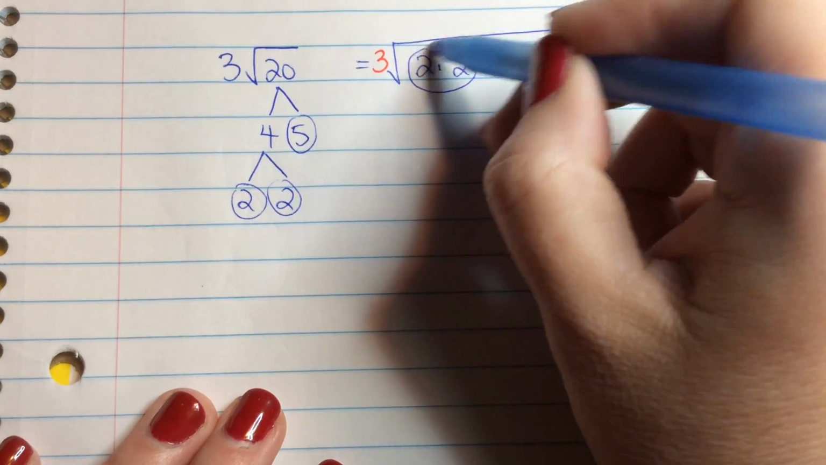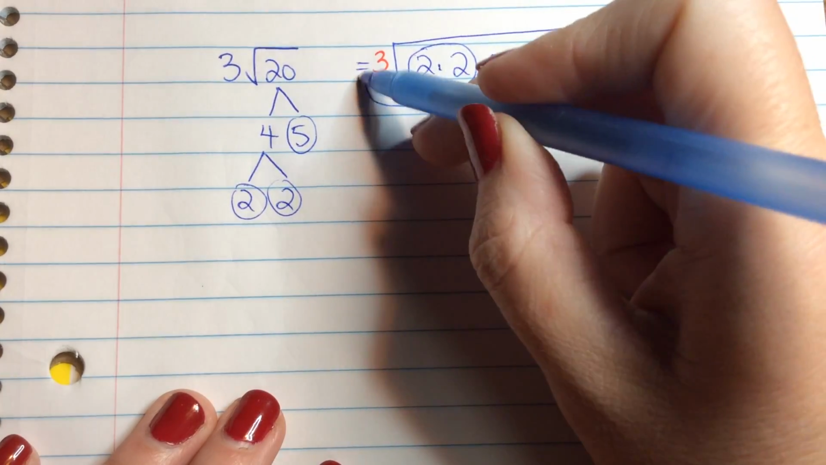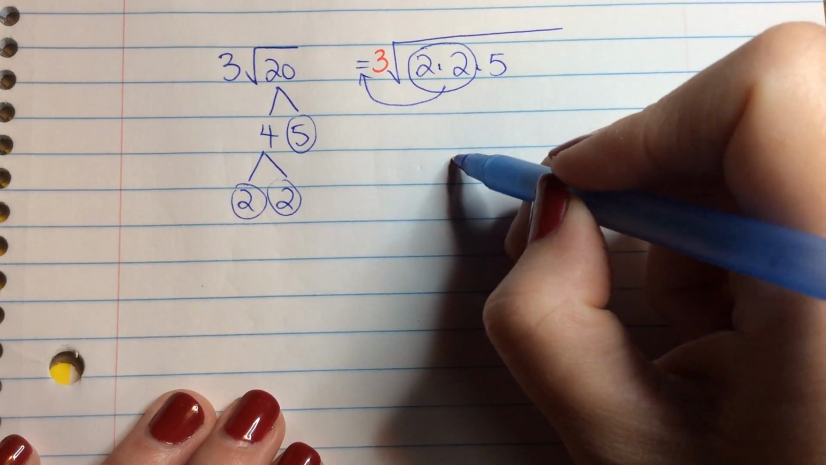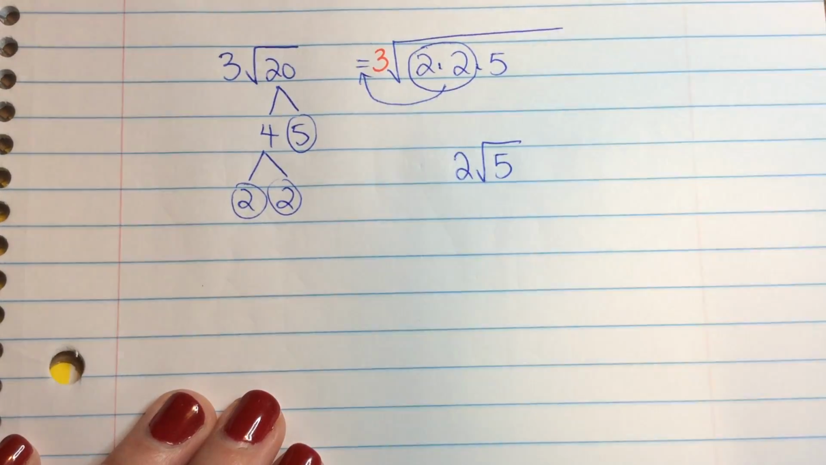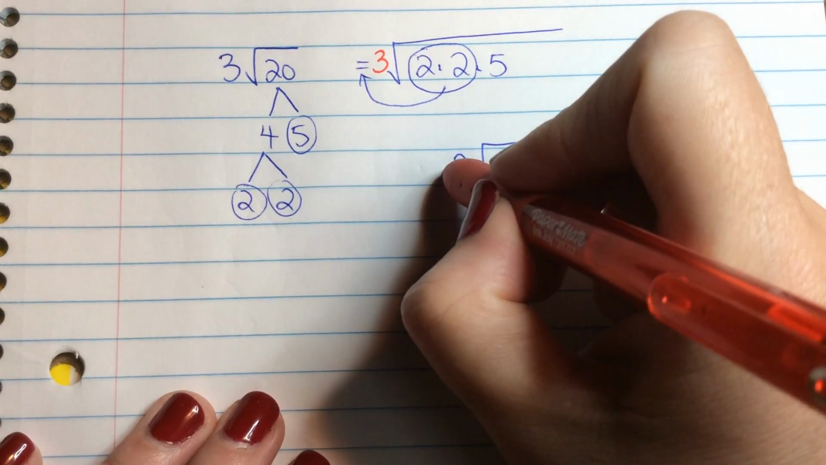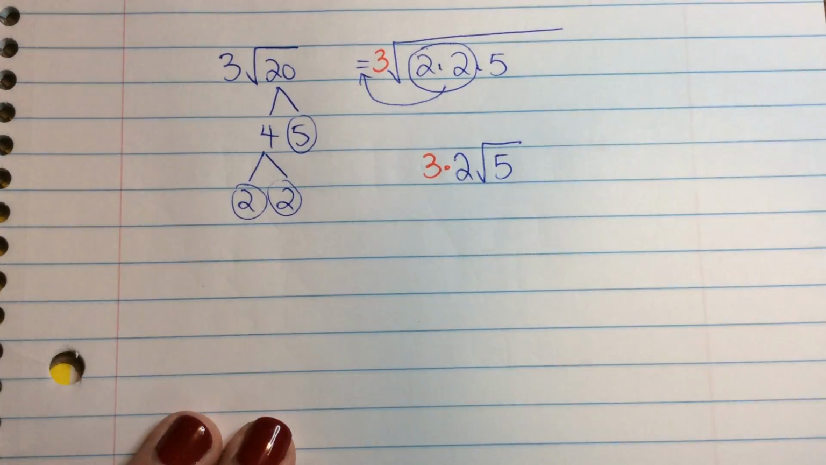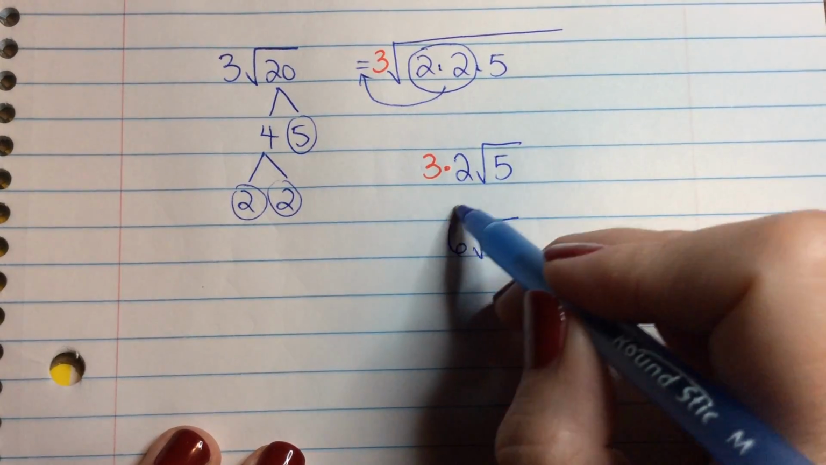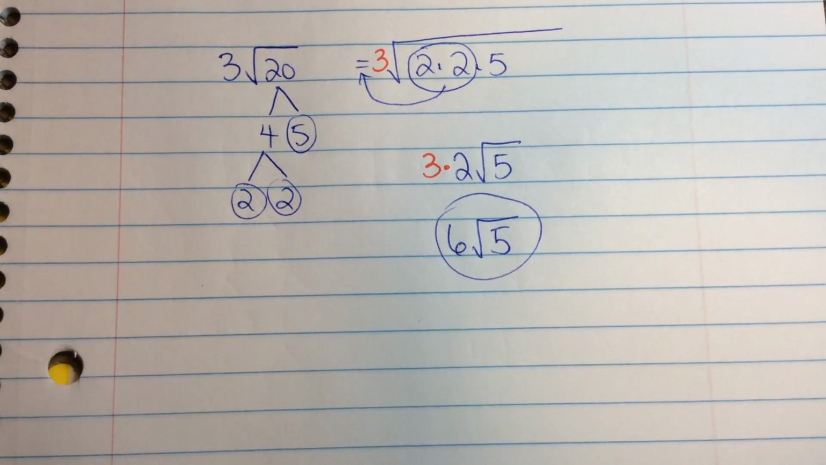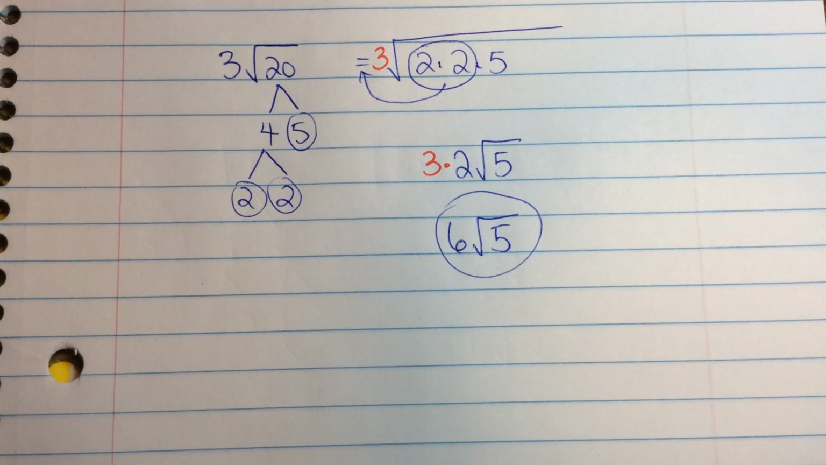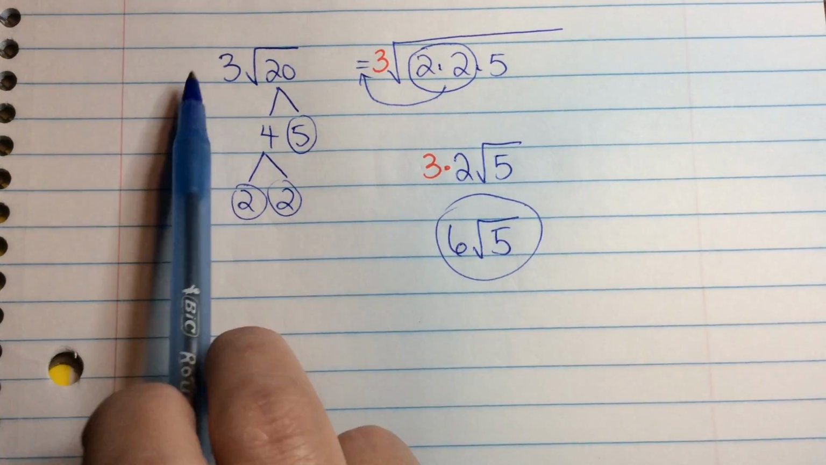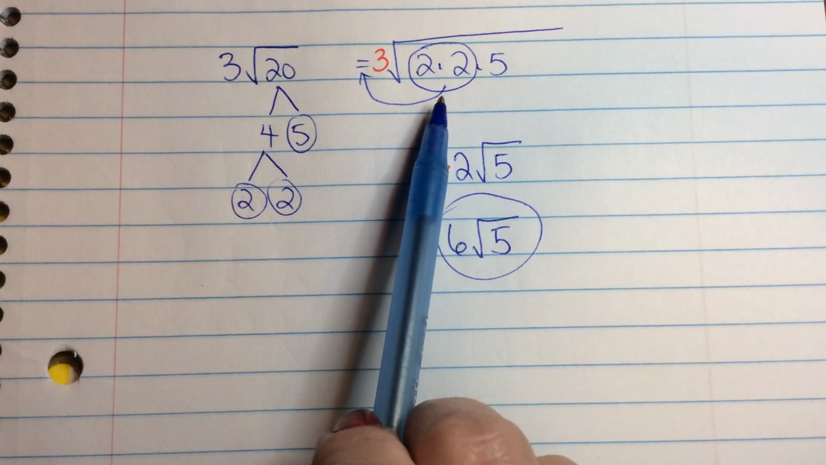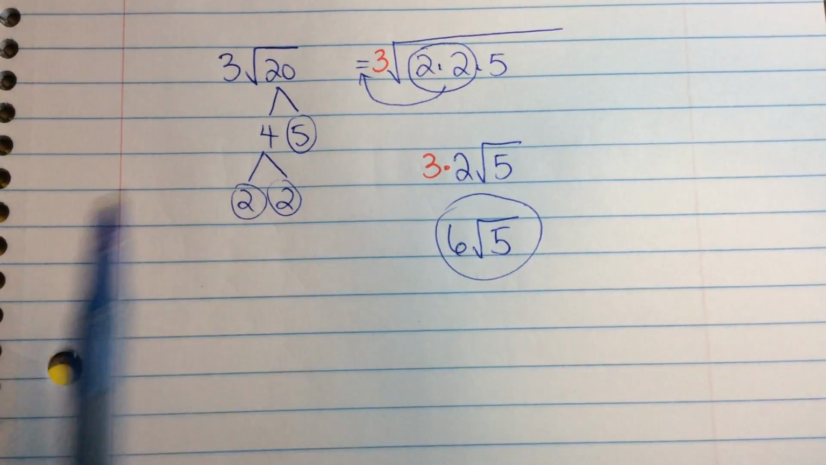We're going to bring this 2 out, and we're going to get 2 square roots of 5, but we can't forget to multiply by the 3 that was already there. So we're going to get 6 square roots of 5. And that is it. That is truly what we're doing here. So anything that was out front, you're going to multiply by anything else that you bring out front.